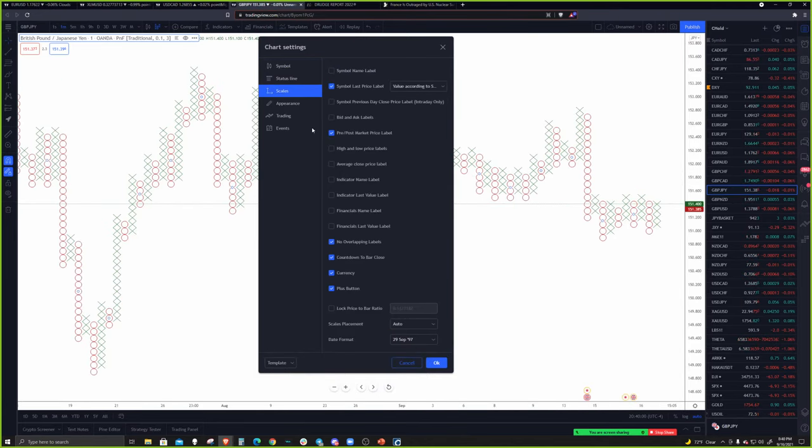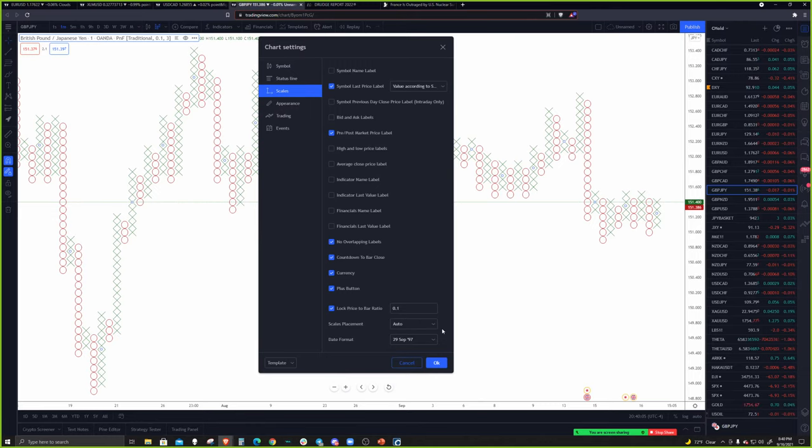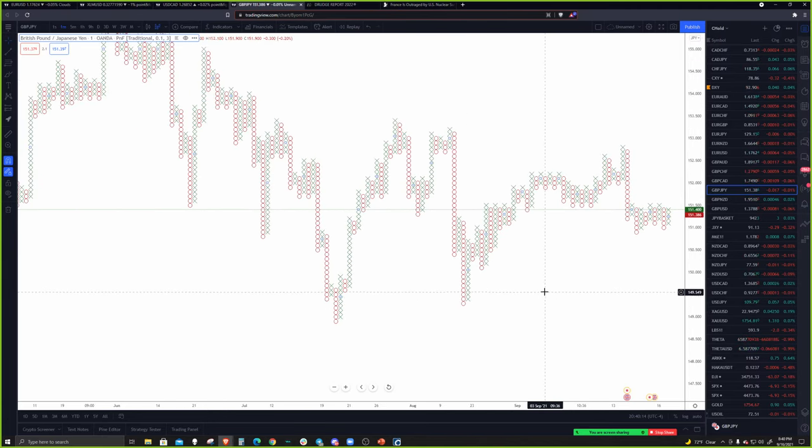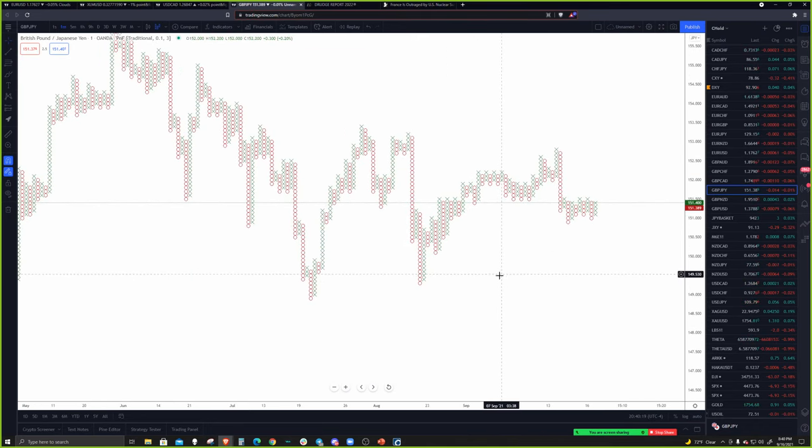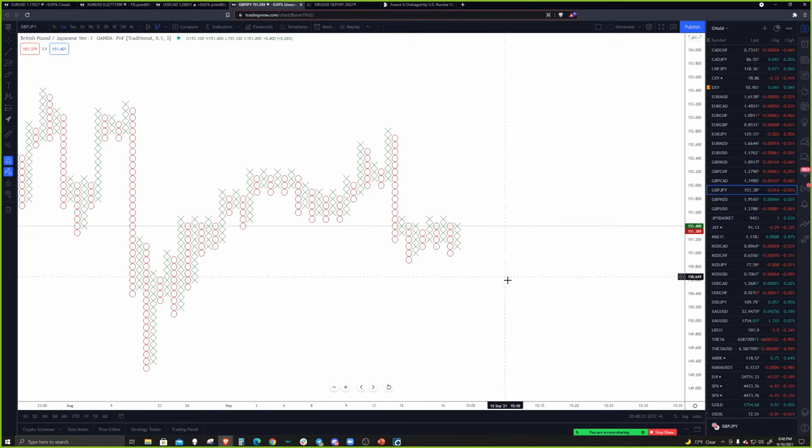And then the scales go there, lock price to bar ratio. You're going to want to make the scale of your chart the same as your box size, okay? So then you don't get the squished up look. It doesn't look weird. So you get this, all right? Now, you should be able to zoom in and out and not mess up the scale.